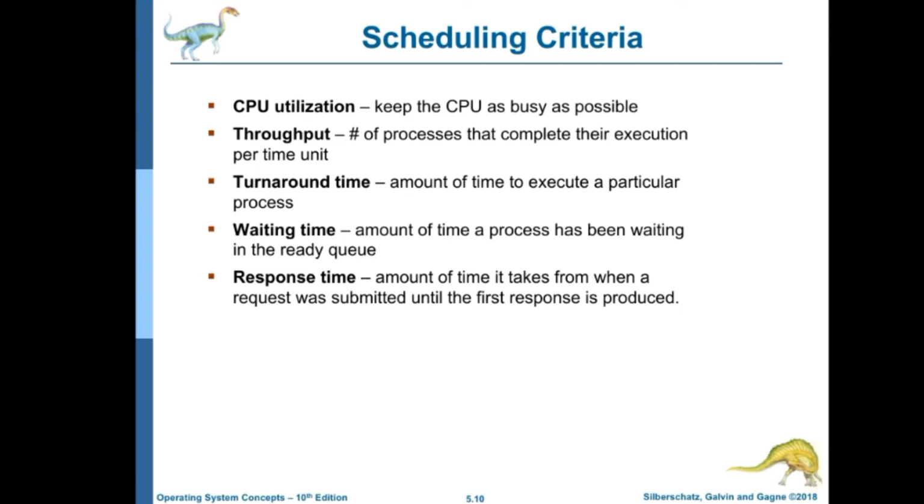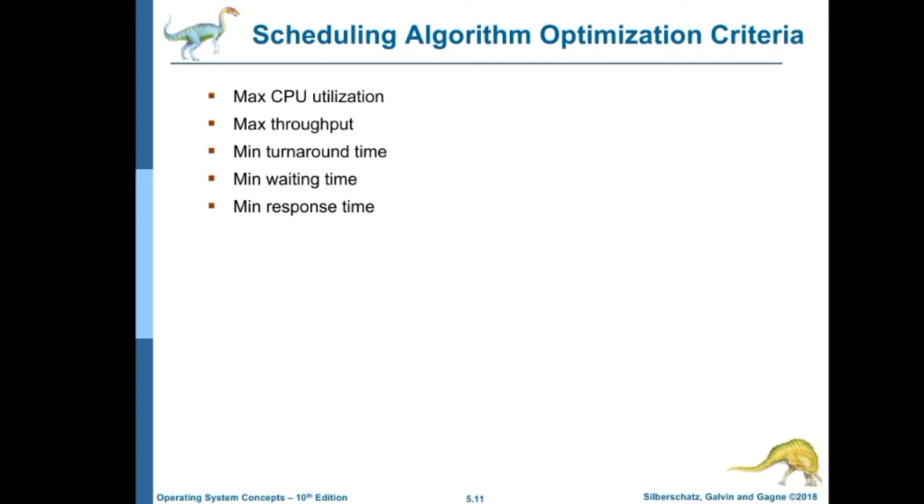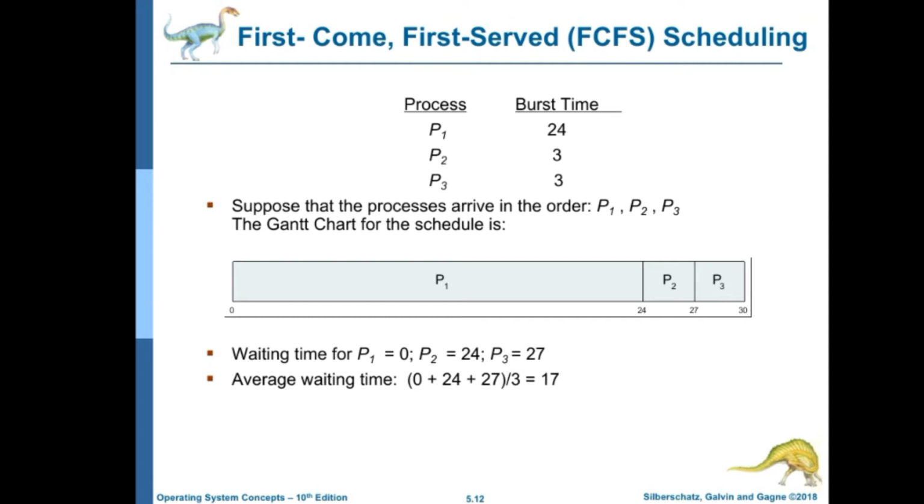Response time is the amount of time it takes from when a request was submitted until the first response is produced. Scheduling algorithm optimization criteria: CPU utilization and throughput are to be maximized, while turnaround time, waiting time, and response time are to be minimized. There are 6 types of scheduling algorithms.